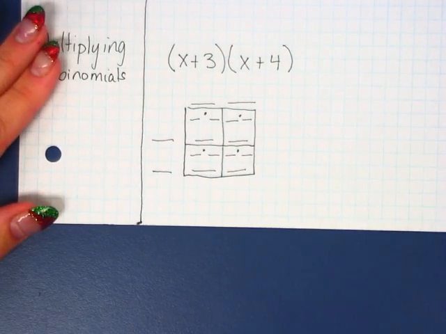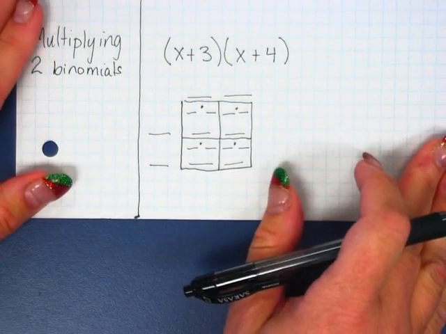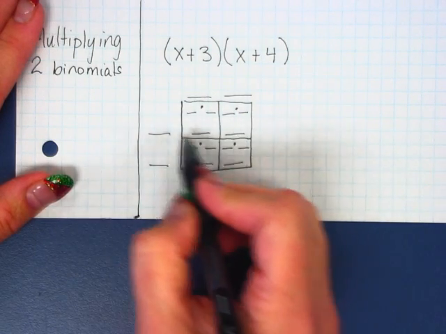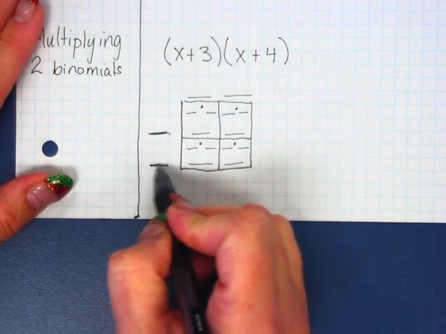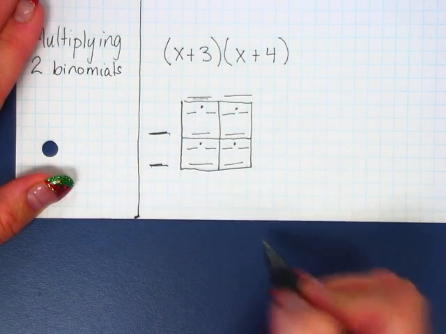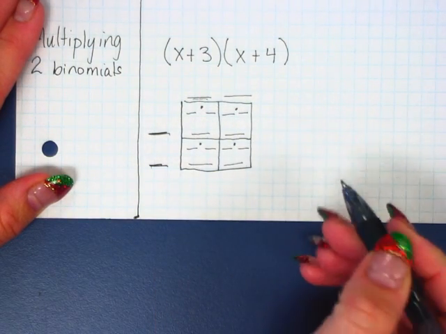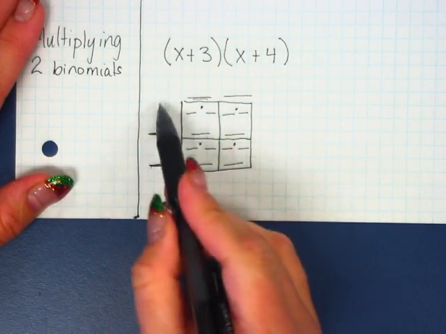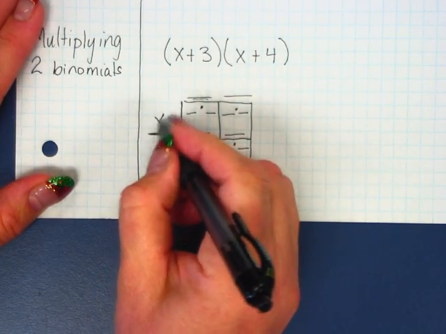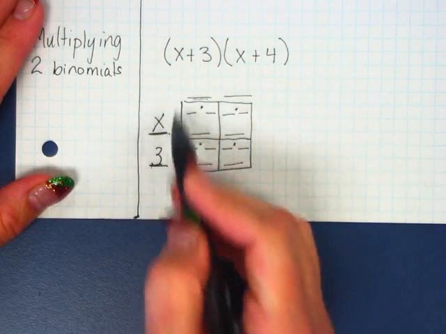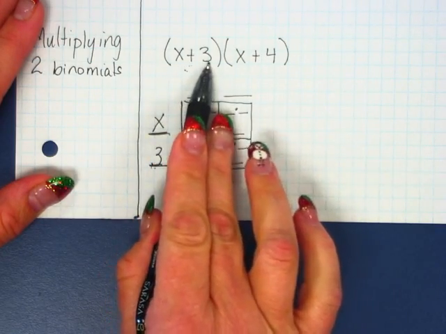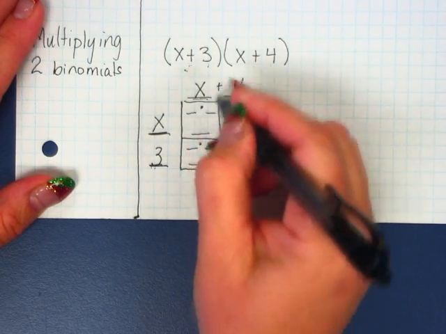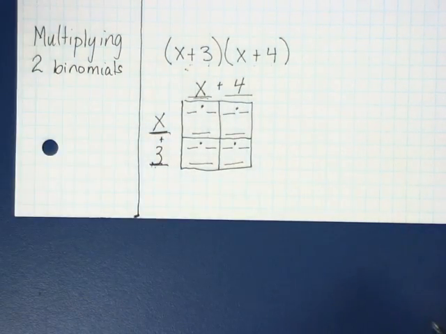So when you do the box method, you're going to make a box, and I call this the skeleton. And you're going to put the lines on the outside and these lines on the inside. Let me show you how it works. You're going to take one set of numbers and put it on this side. So it doesn't really matter which one I choose. X and a positive 3. See, it's a positive 3. X and a positive 4. If you want, you could even put the plus in there if that makes you happy.